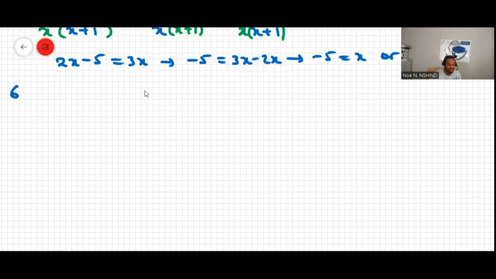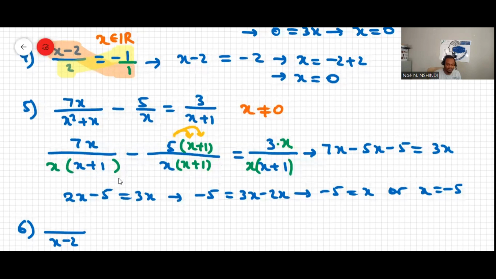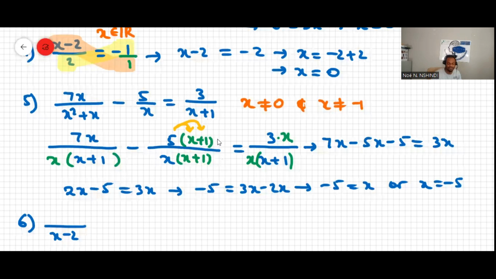Question 6. The question says x minus 2 under... where is it? Well, over here, the condition is x is different than 0, and it is also x different than -1, because if x is -1, it's going to be 0 here. So those are the two conditions.